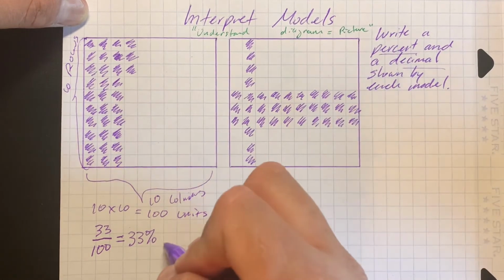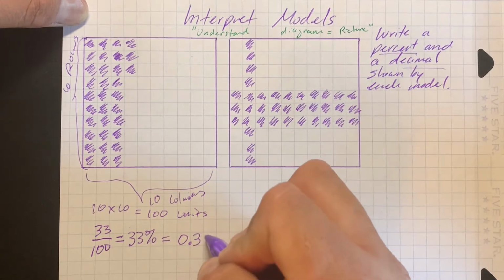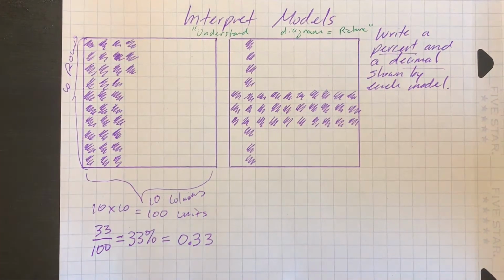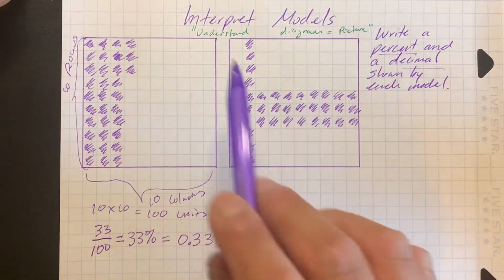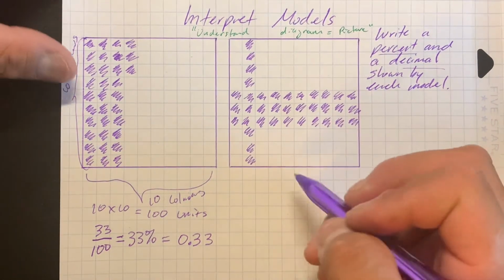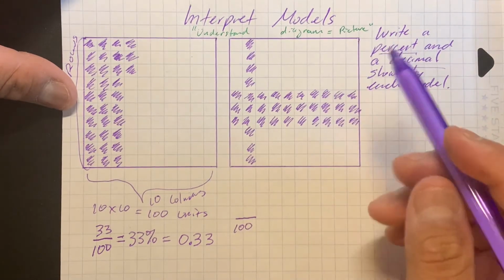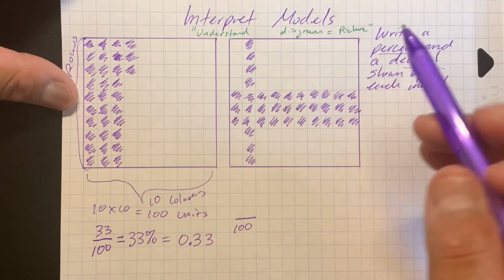And as a decimal, it's going to be less than 1, so 33 hundredths. Okay? All right. So there you go. Now let's go on to the next model. Again, this is a 10 by 10 grid, 10 columns, 10 rows, and it's going to be per 100, so we're going to write it as a fraction first. Now we're going to count all the shaded boxes, the shaded units.